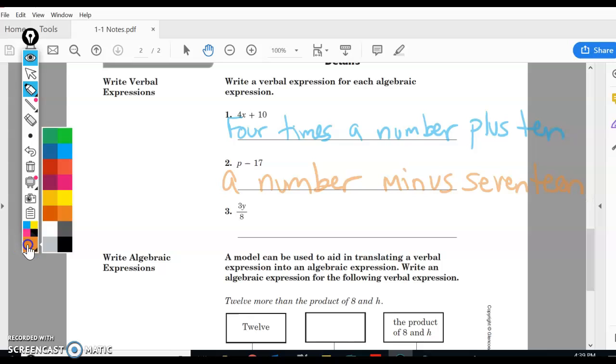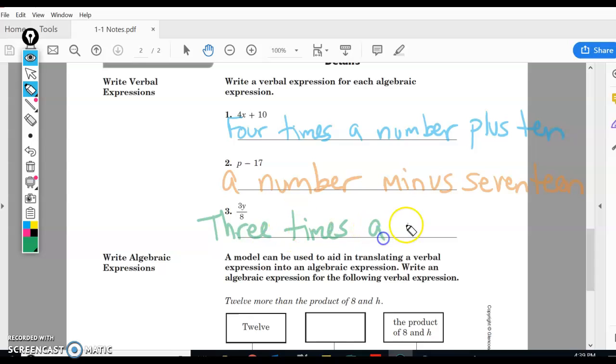Number 3 could be written as 3 times a number divided by 8. You could have also said the quotient of 3 times a number and 8. Plenty of different ways to represent division. Let me know what questions you have so far. Write them down before we get to the last couple examples.